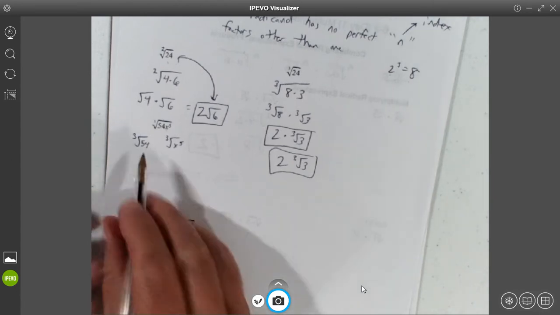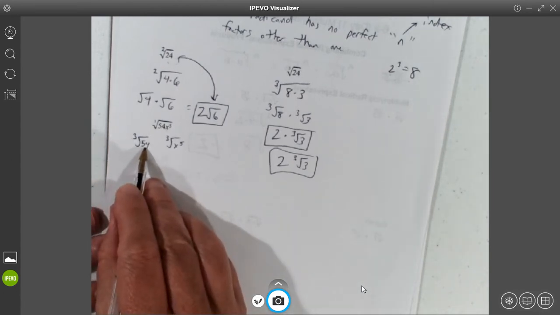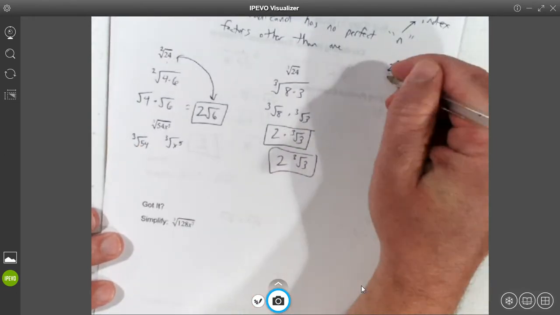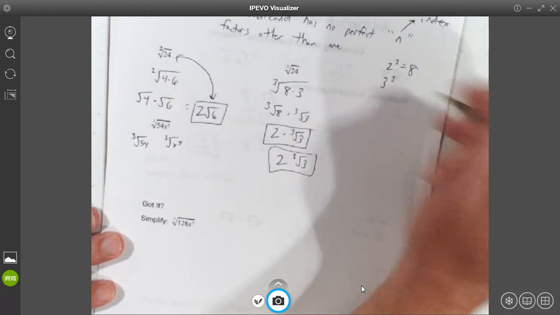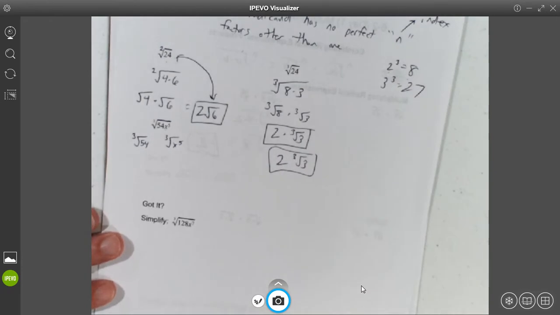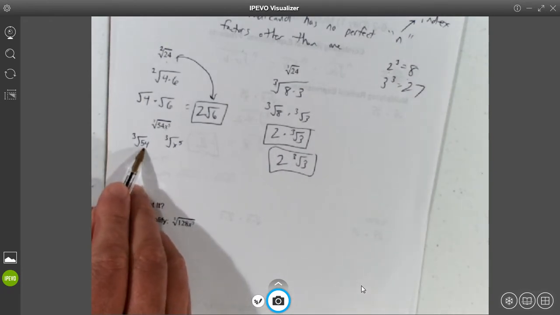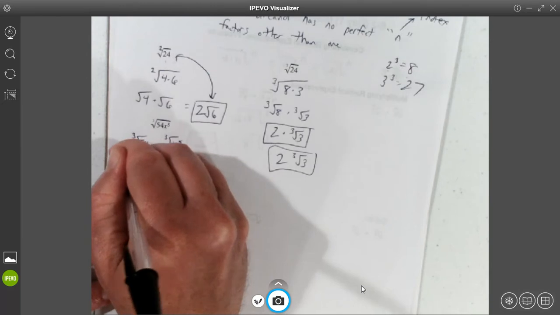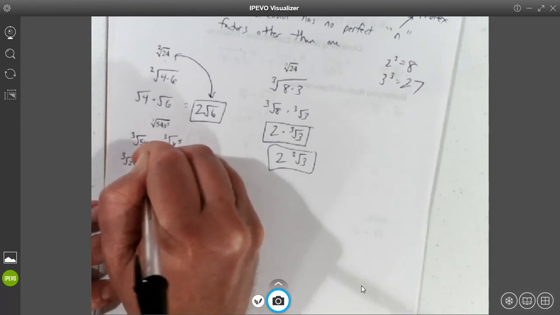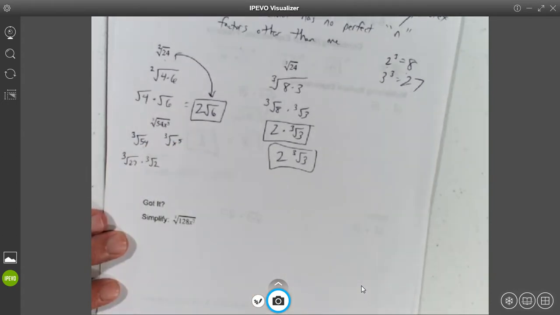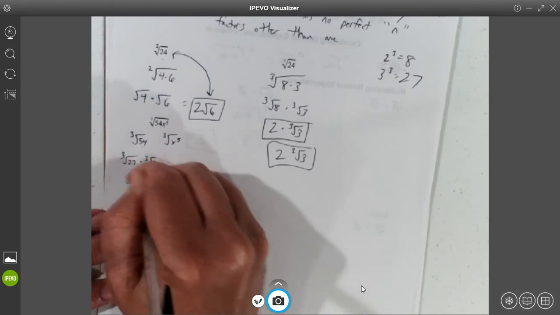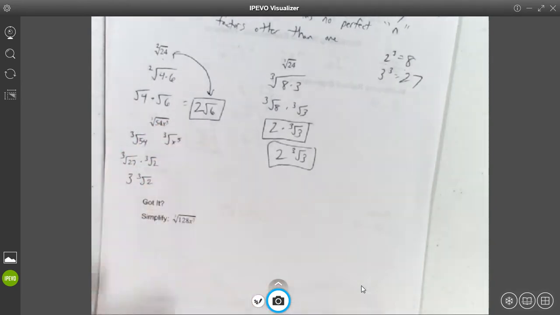So cube root of 54, does 54 have any factors that are perfect cubes? Well, 8 is not a factor of 54. Let's go to the next perfect cube. 3 cubed, 3 times 3 times 3 is 27, and 27 is a factor of 54. So I can break this up into the cube root of 27 times the cube root of 2, or 3 cube root of 2. So I've simplified the cube root of 54.